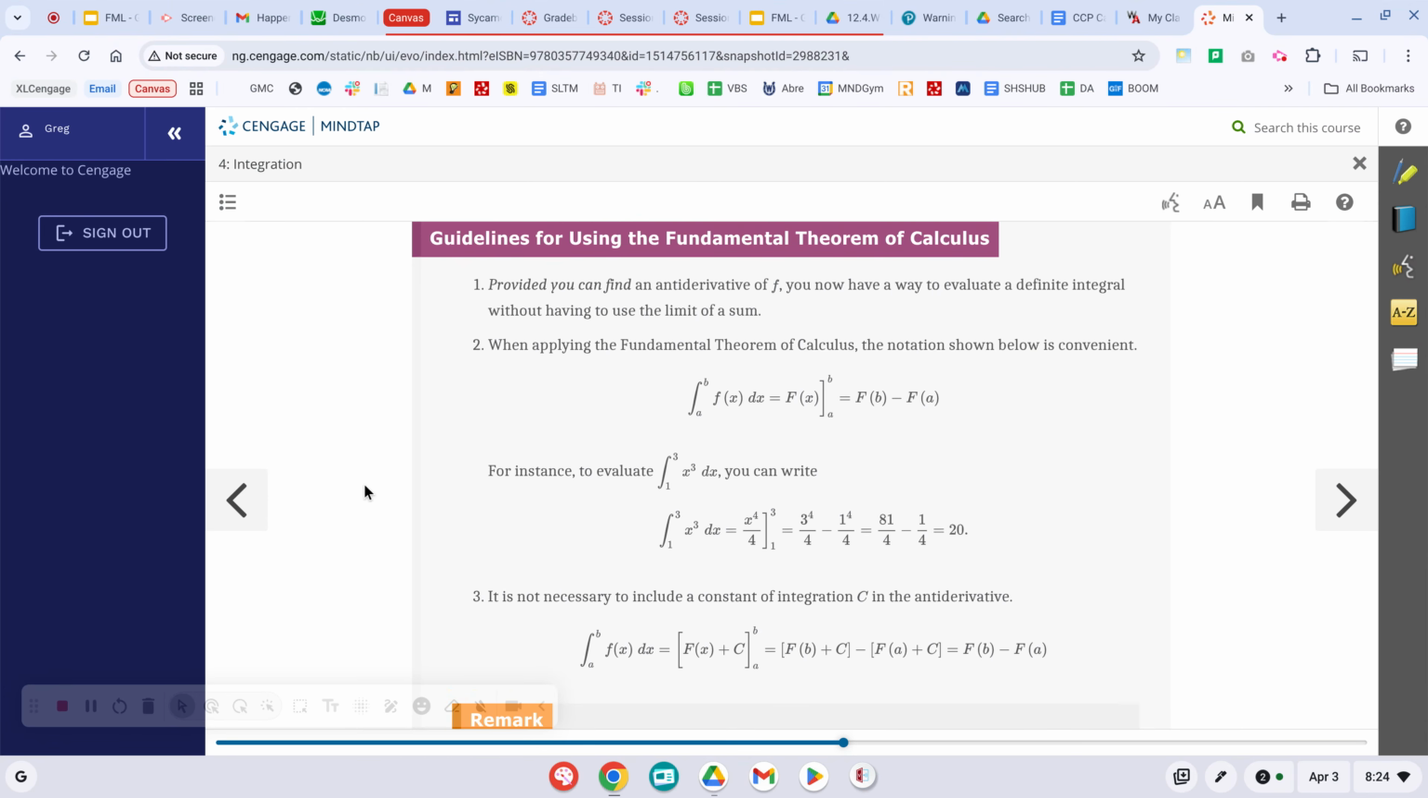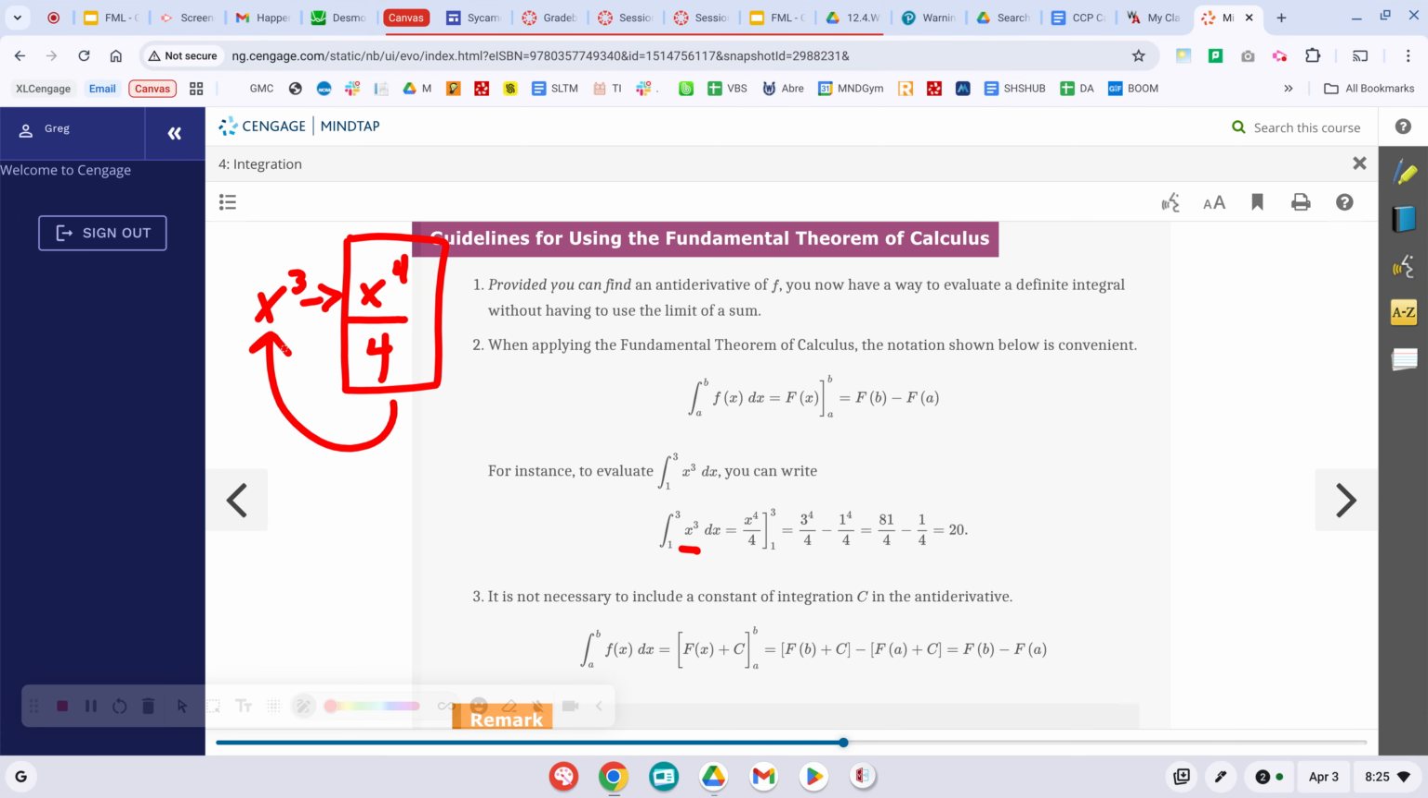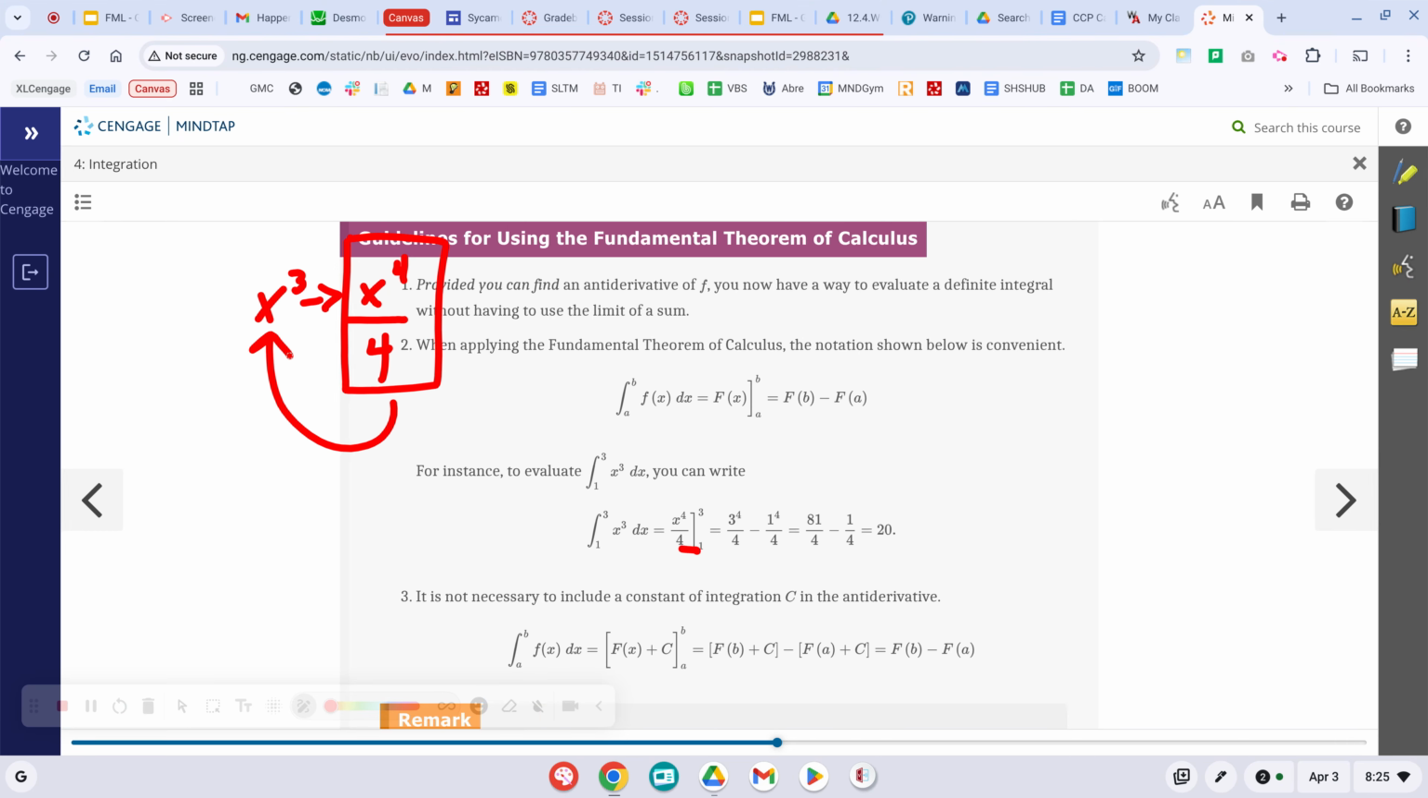Here's some guidelines for using the fundamental theorem of calculus. Provided you can find an antiderivative, then you have a way to evaluate a definite integral. So they're kind of indicating you won't always be able to find the antiderivative. We can talk about that if you want. Okay, here's an example. Look, kind of a simple example. X cubed. So what's the antiderivative of x cubed? Well, we got to add a power and then divide by it. So if you took the derivative of this, it would give you that. That's what an antiderivative is, okay?